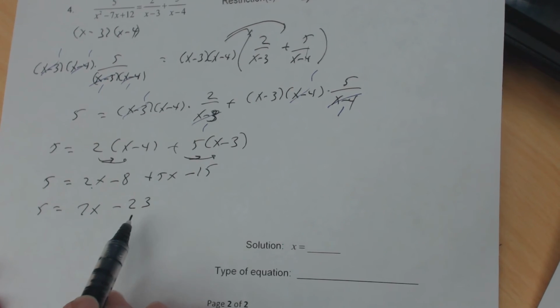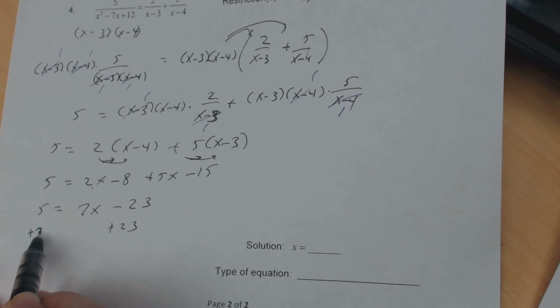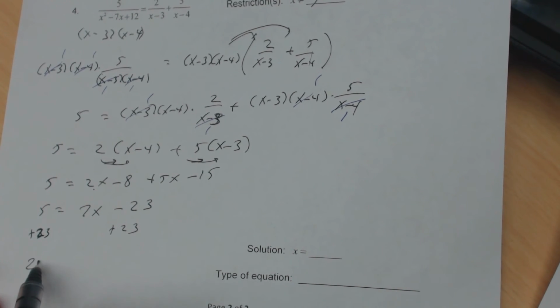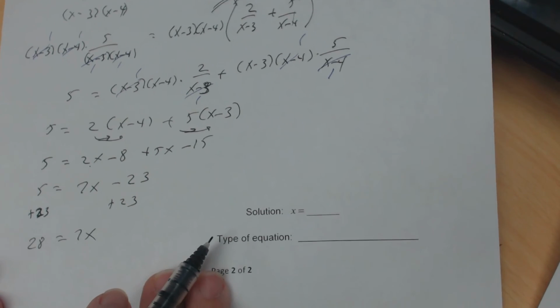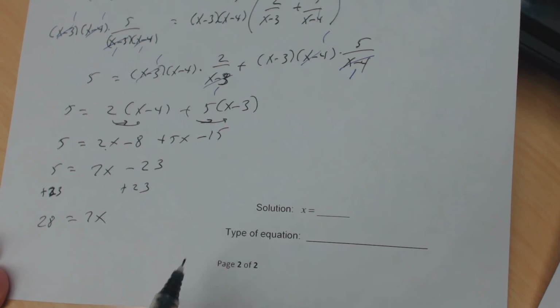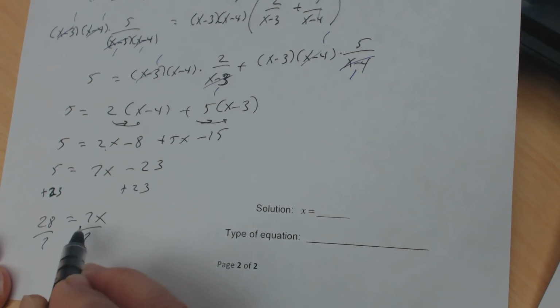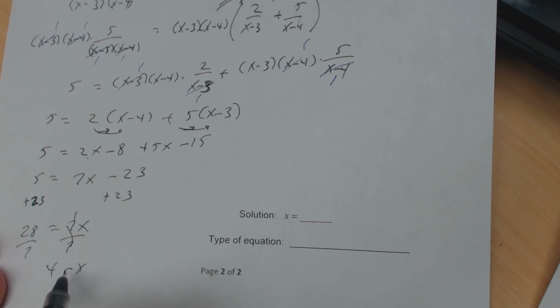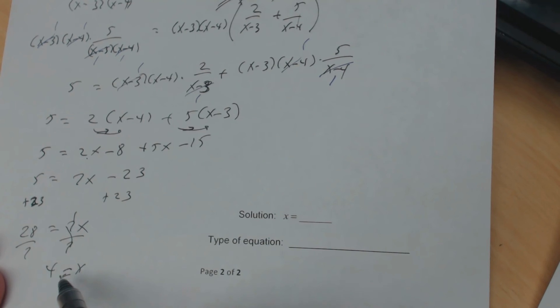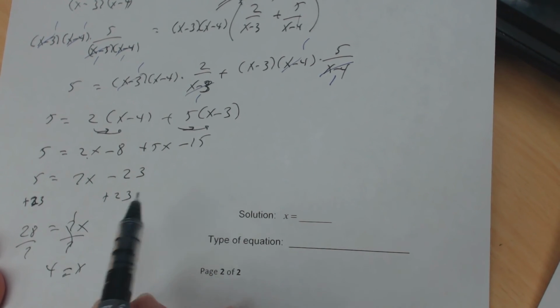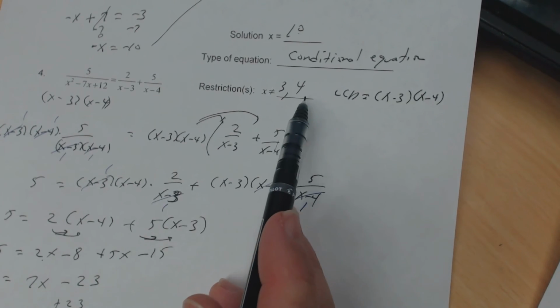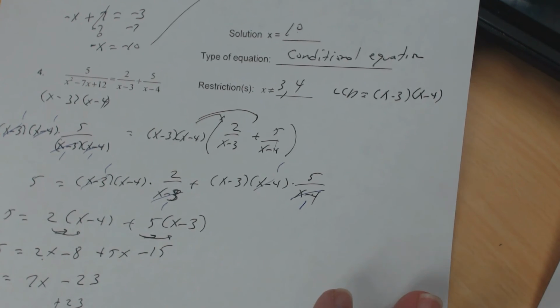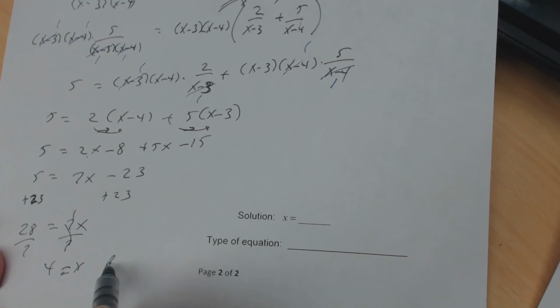Adding 23 to both sides, I get 28 equals 7x, and then dividing both sides by 7, I get x to be 4. So x is 4, and since x is 4, I look at my restriction, and I cannot use it, and that was the only proposed solution.